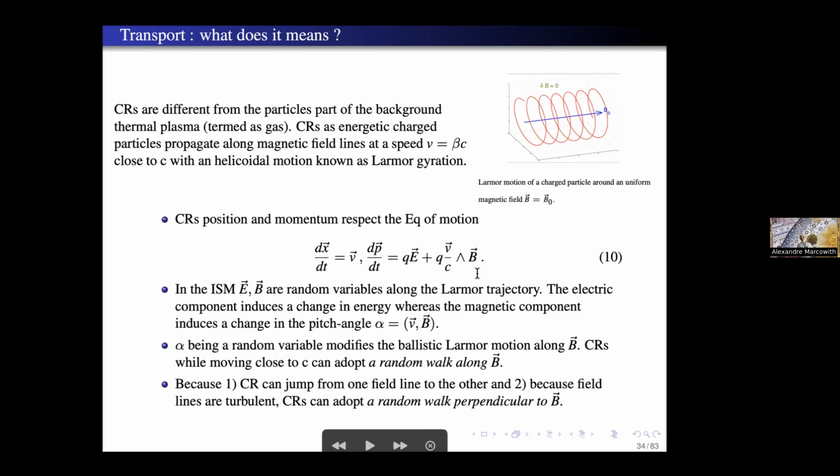QE, the electric field, can accelerate the particle, and V cross B is at the origin of the scattering and the diffusion process. In the interstellar medium, both E and B are turbulent. So they will have some random behavior of the pitch, what we call the pitch angle of the particle. That is the angle of the speed of the particle with the magnetic field. I will show you this in a minute. So a particle can do a random walk along the magnetic field or perpendicular to the magnetic field.